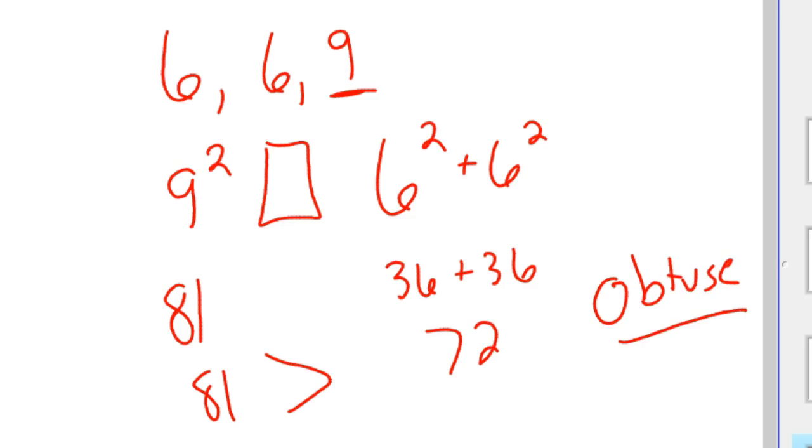So the triangle looks something like this, where this is 6, and this is 9. And this angle is more than 90 degrees. So this is just an example of the converse of the Pythagorean theorem and how you can determine what type of triangle you have based on the 3 sides.